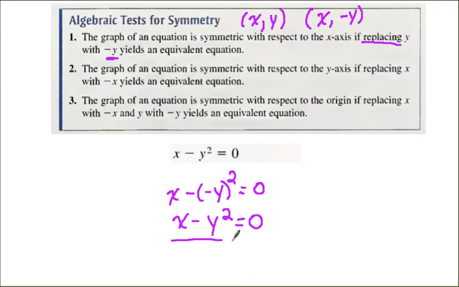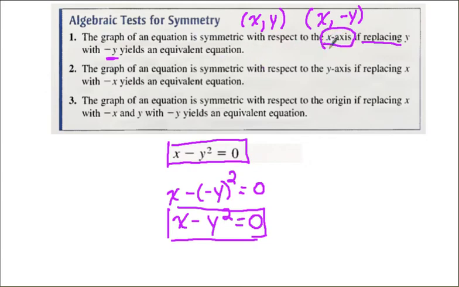And if we look, this here, and the equation we started with are the same. So this must have x-axis symmetry. Alright, so it's x-axis symmetry.